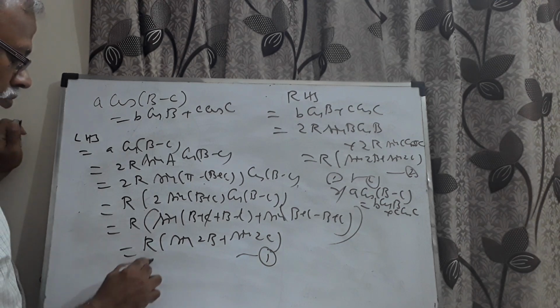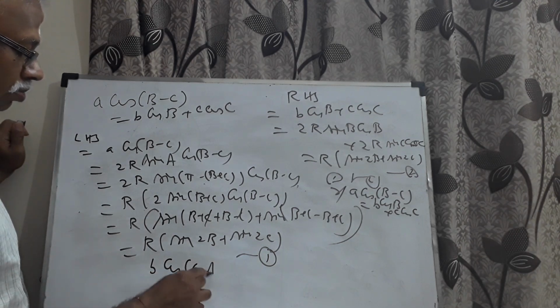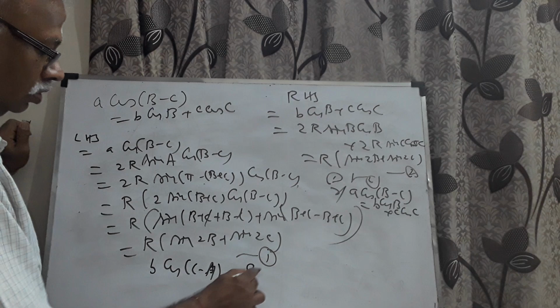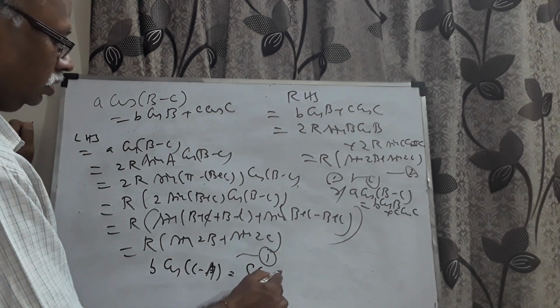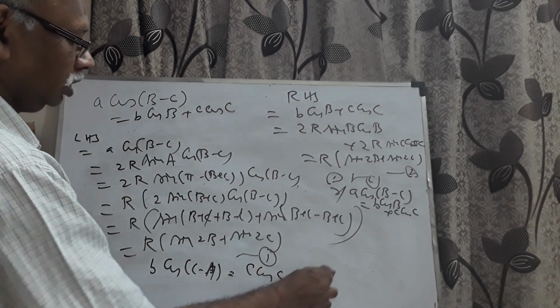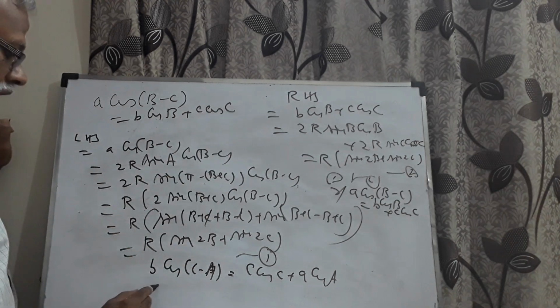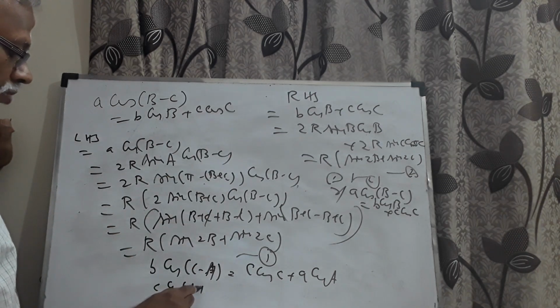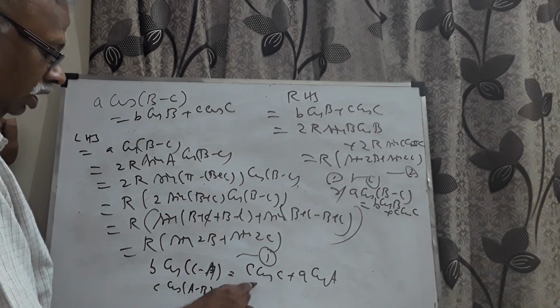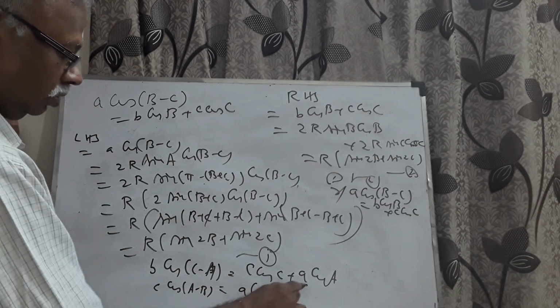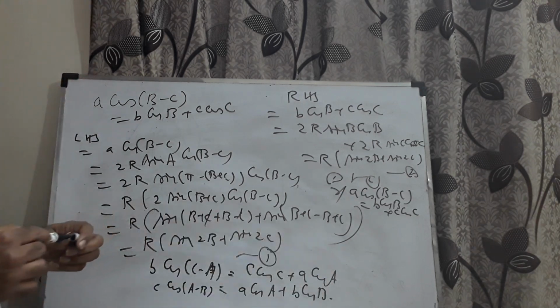Similarly, I have b cos(C minus A) is equal to c cos C plus a cos A. In the same manner, similarly, c cos(A minus B), I'll end up with a cos A plus b cos B. These are the similar results you are supposed to remember.